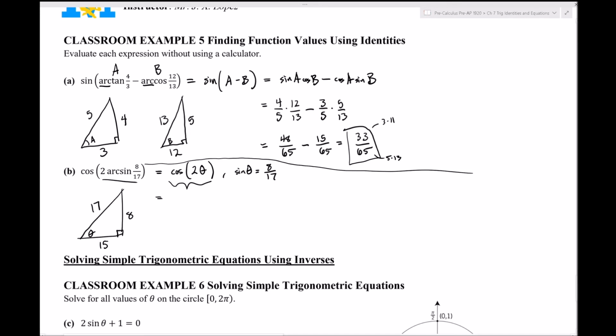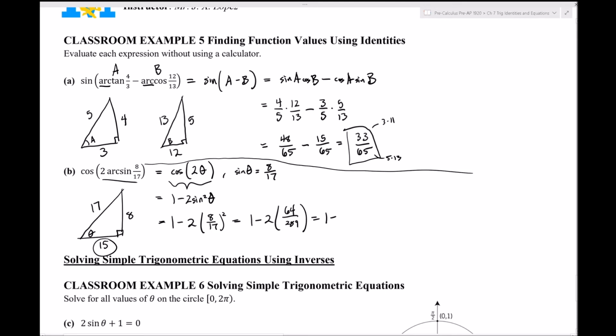Let's say I didn't do this right, the 15, so I want the one with only sine. 1 minus 2 sine squared theta. That's one of the 3 different double angle formulas for cosine. So then we just plug in what the value of sine was. 1 minus 2 times sine. Sine was 8 over 17. And I got to square those numbers. But oh well. 1 minus 2 times 64 over 289.